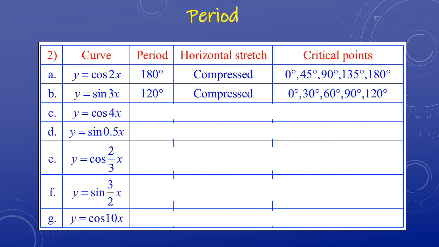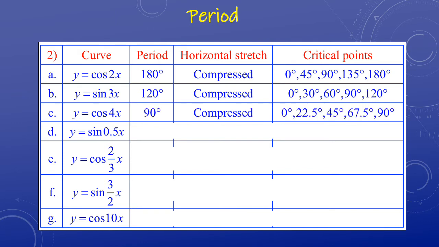For B, y equals sine of 3x, the period is 360 degrees divided by 3, which is 120 degrees. Since this is less than 360, this is also a horizontal compression. And the critical points are 0 and 120 degrees at the ends, 60 degrees in the middle, and then between the 0 and 60 we have 30, between the 60 and 120 we have 90 degrees.